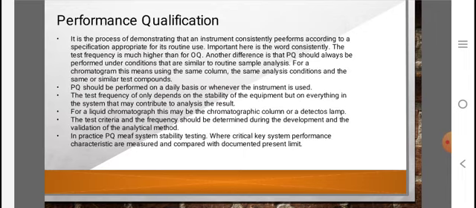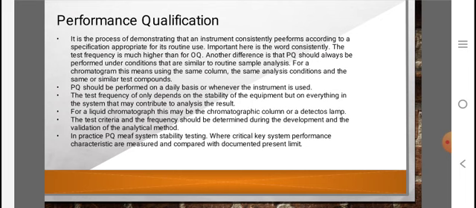Coming to performance qualification, it is the process of demonstrating that an instrument consistently performs according to a specification appropriate for its routine use. Important here is the word consistently. The test frequency is much higher than for operational qualification. Another difference is that performance qualification should always be performed under conditions that are similar to routine sample analysis. For a chromatogram, this means using the same column, the same analysis conditions, and the same or similar test compounds. Performance qualification should be performed on a daily basis or whenever the instrument is used.